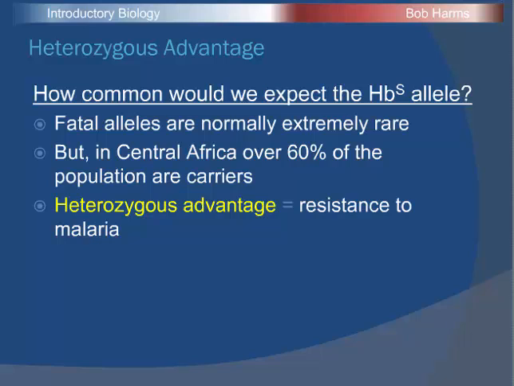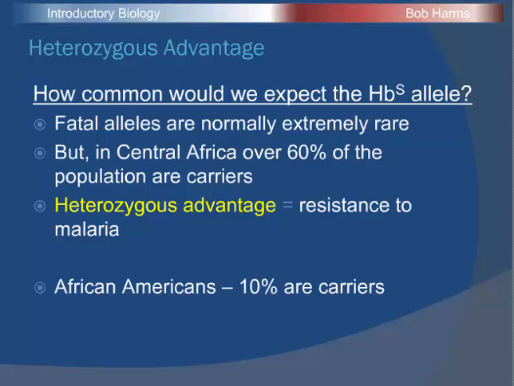Now here in the U.S., most African Americans can trace their ancestry back to these Central African populations. Now today we don't have a big malaria problem here in the U.S., and so the advantage of malaria resistance is gone, but the cost of that fatal allele is still there. So not surprisingly, we're seeing the percentage of carriers go down and down and down. Okay?